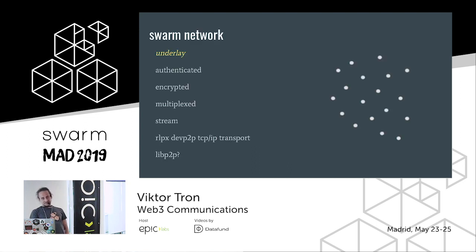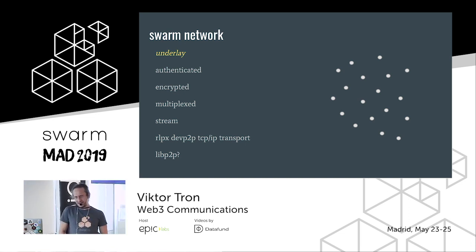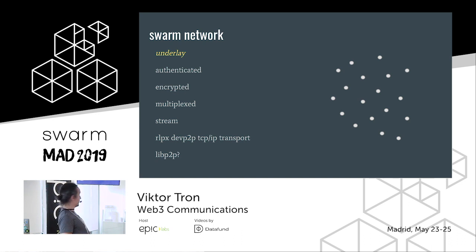So what is Swarm? Basically, Swarm is just a bunch of nodes in a network, where the assumption is that they have some underlay connectivity protocol. In this case, it should be an authenticated, encrypted, multiplexed, framed stream, which in our case, historically, is the RLPx devp2p peer-to-peer protocol that Ethereum is using, which runs under TCP/IP transport.